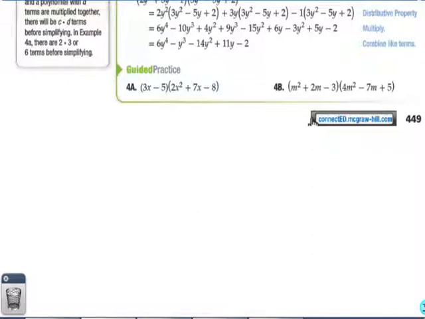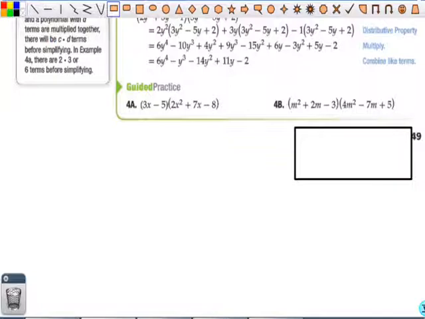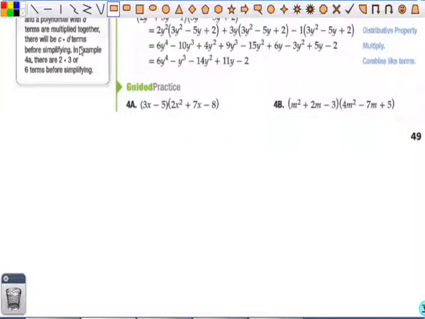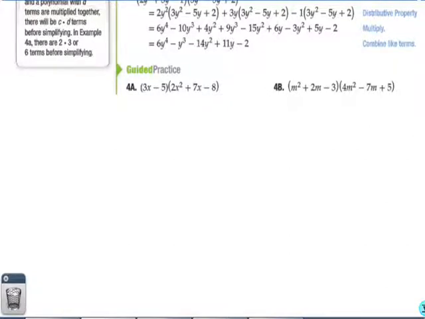Go ahead and pause the video here, and I'll walk you through, actually let's do this. I'll walk you through 4a, and then you can do 4b on your own. Let's get this stuff out of our way. I'll walk you through 4a, and then you do 4b on your own. So let's take a look at 4a.